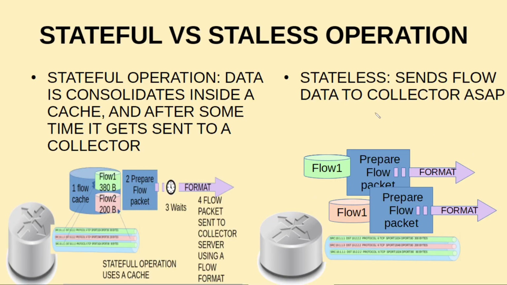Flow monitoring tools have two ways to operate: a stateful operation where the data is consolidated inside a cache first, and then after some time we are going to move data from the cache to the collector server. And we have also a stateless operation where the flow monitoring tool is going to send flow data to the collector as soon as possible. Flexible NetFlow works with a stateful operation.